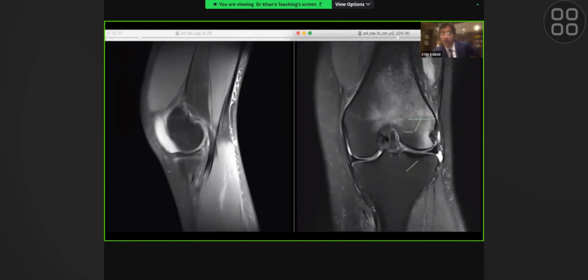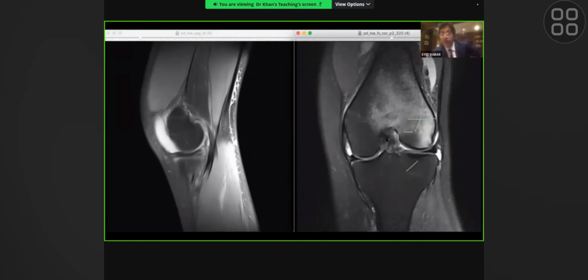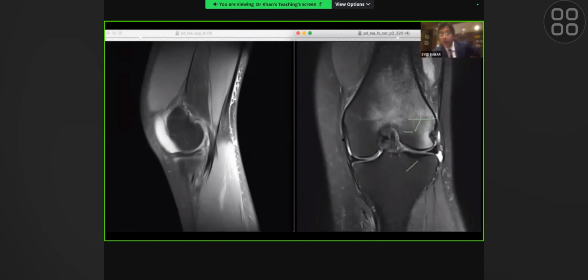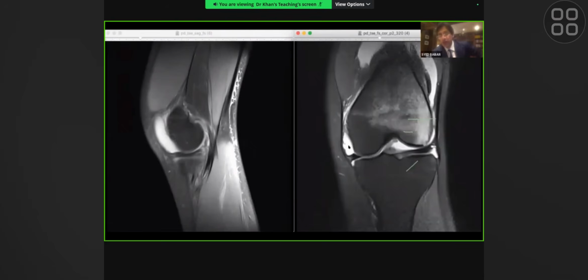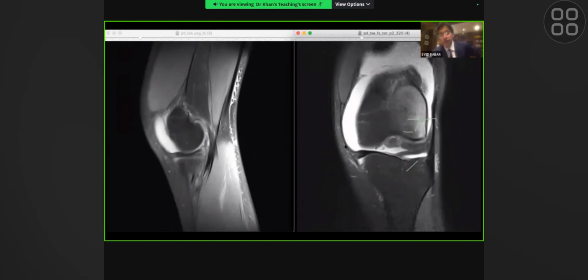We've already said that the MCL is generally visible as a thin black line on the coronal. You can see that. Remember there's a bit of joint effusion, so you will see a little bit of fluid in the recess, but it's nothing major. This is just part of the joint effusion which is visible.